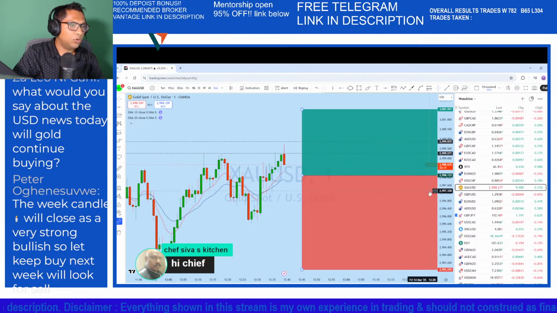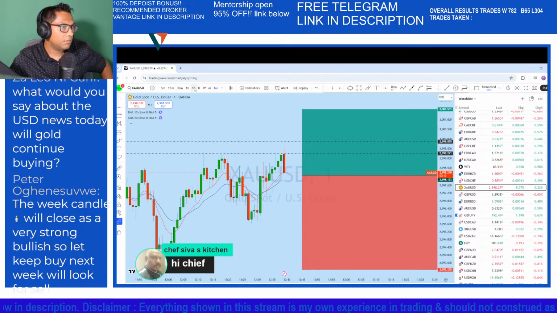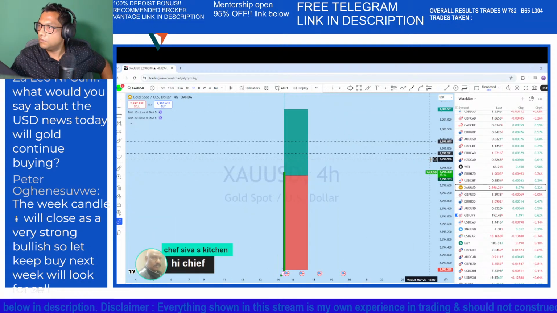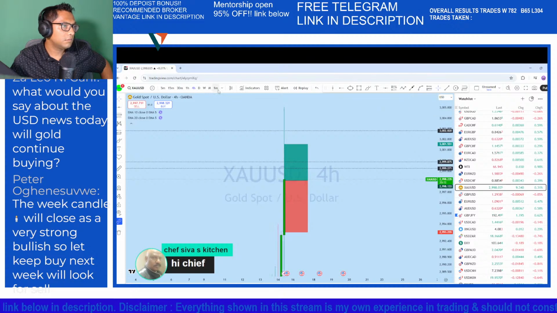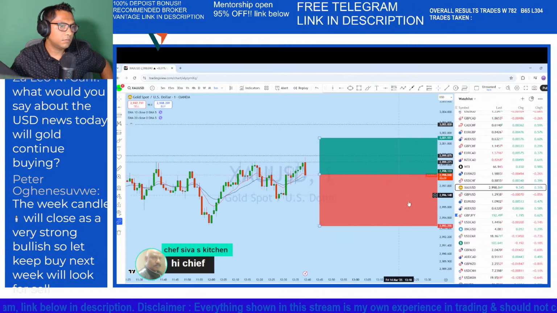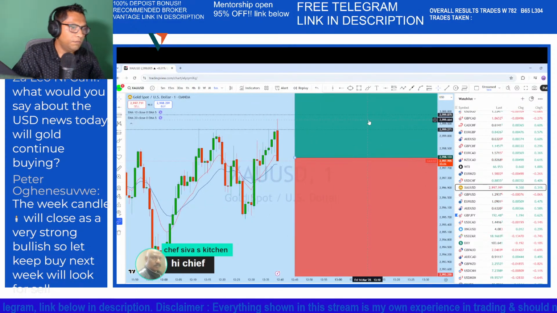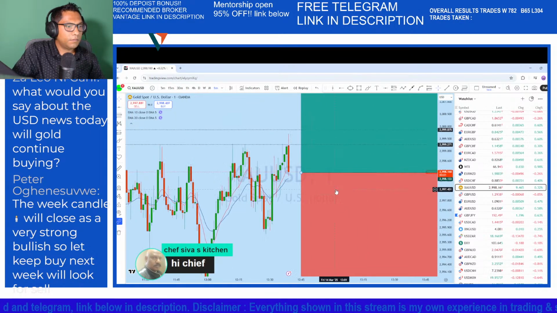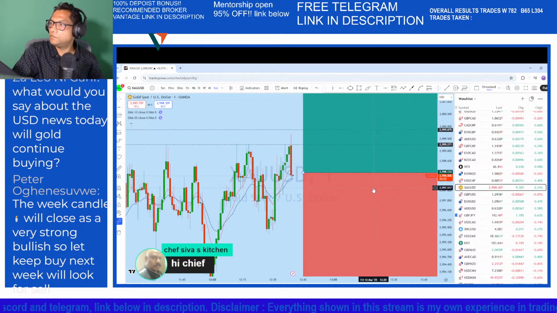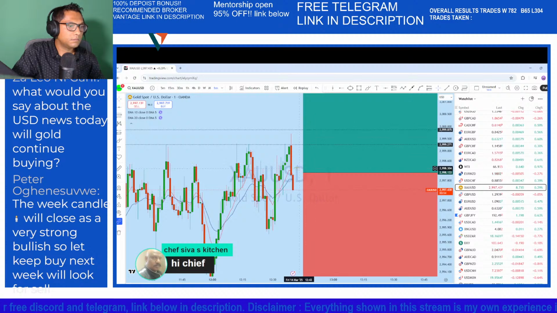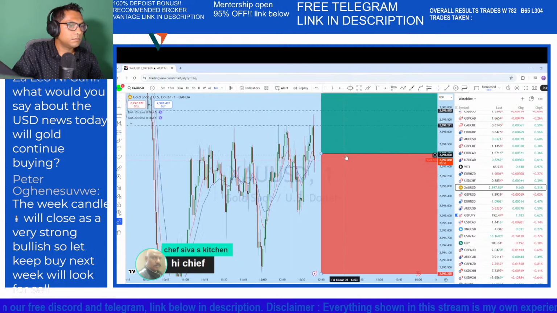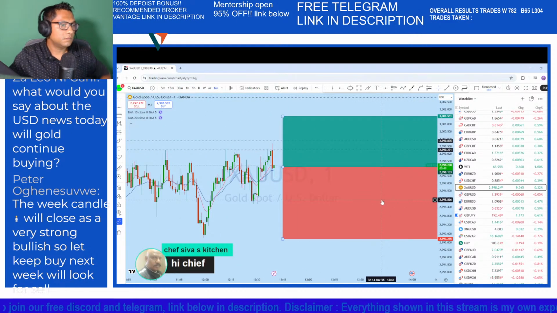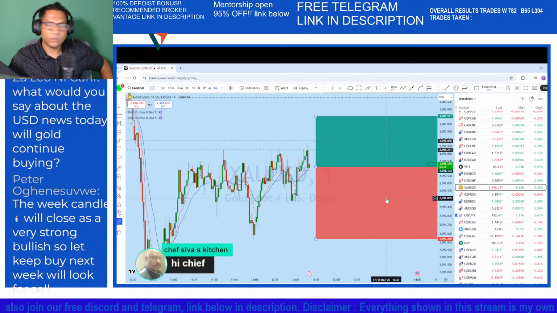Here is a narrow doji formation. There is a strong rejection from the top. So this is a potential pullback.